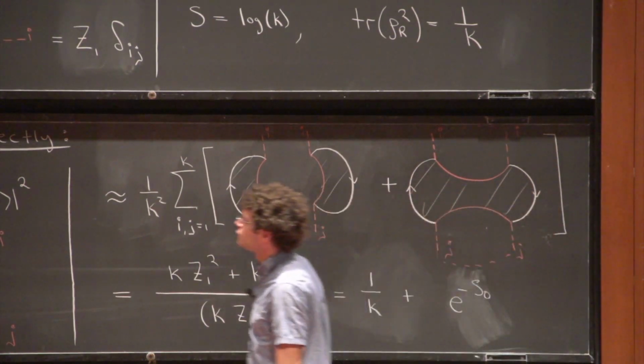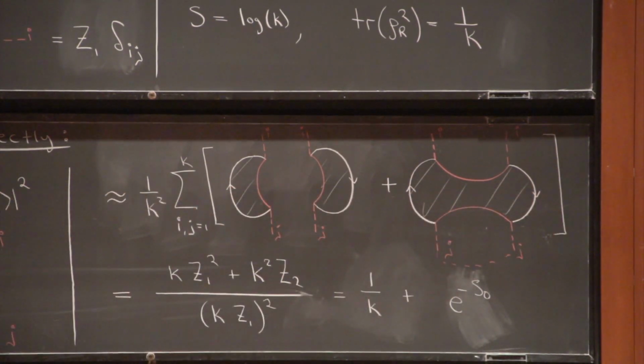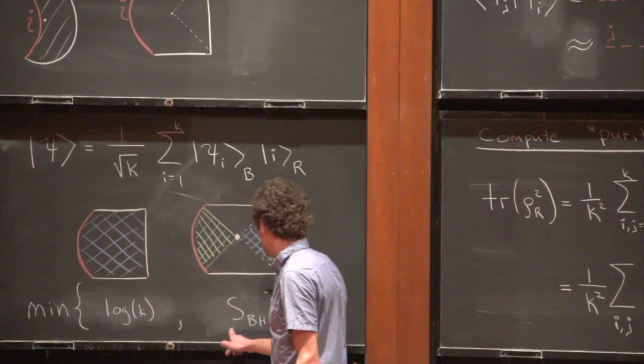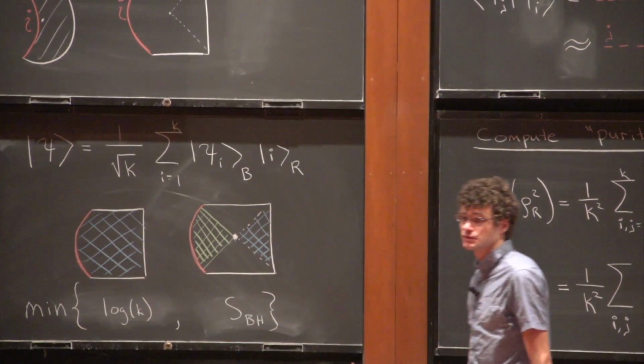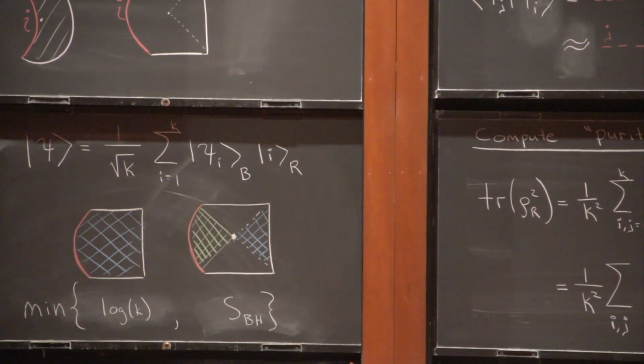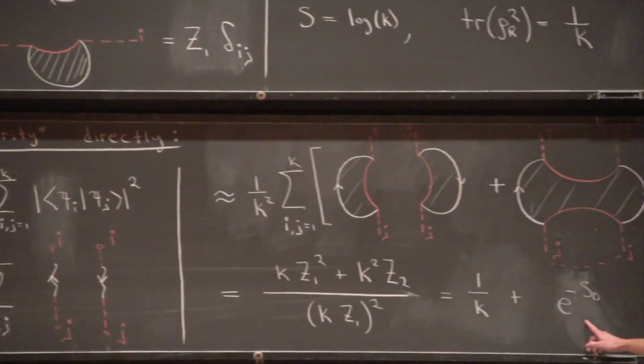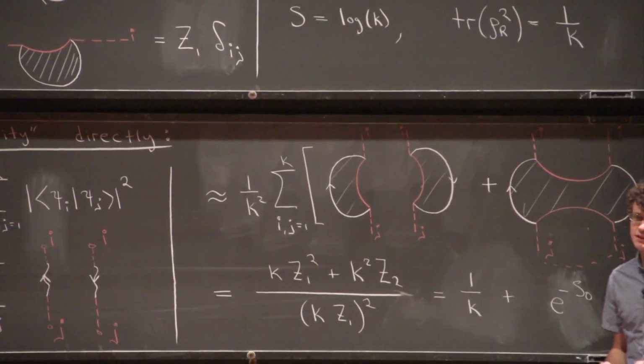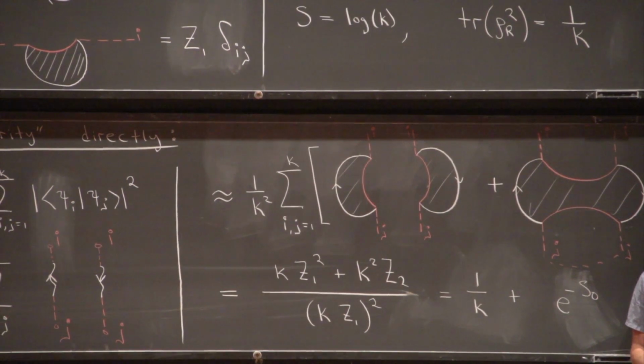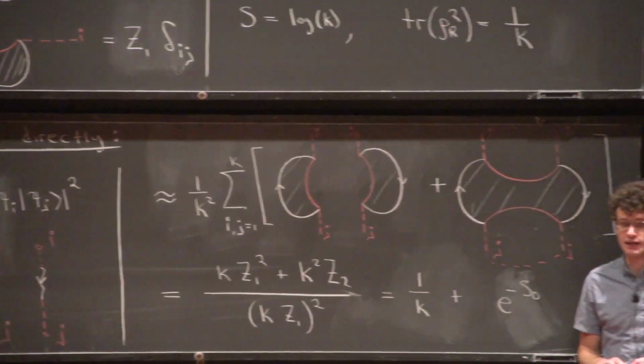So that's a baby version of this transition in the von Neumann entropy between log k and S black hole. We have a transition between 1 over k and e to the minus S_0. And this transition is the basic effect that underlies the replica wormhole derivation of the island conjecture.